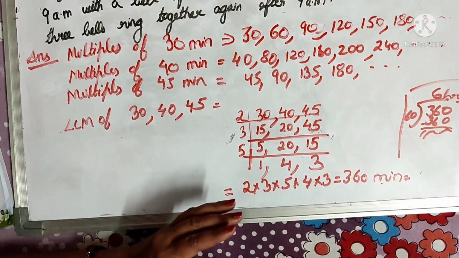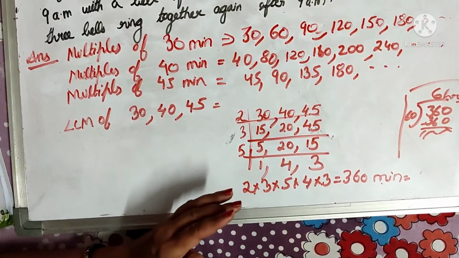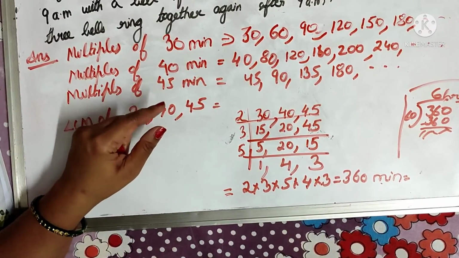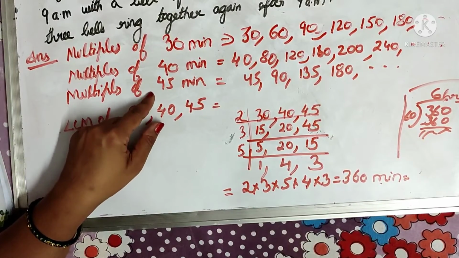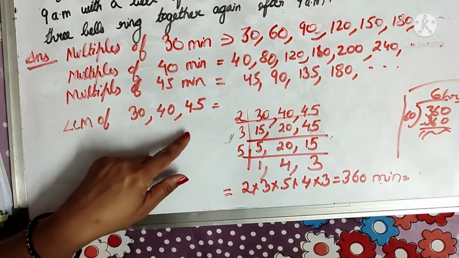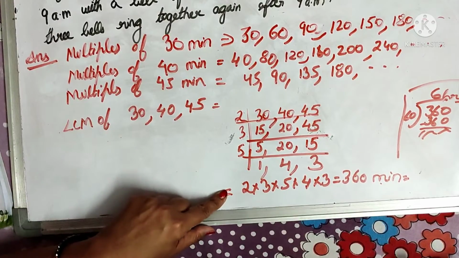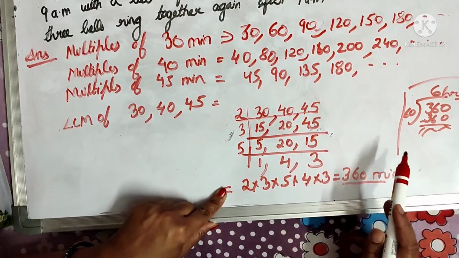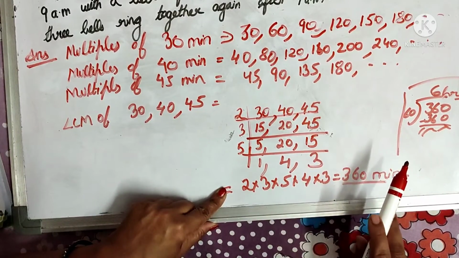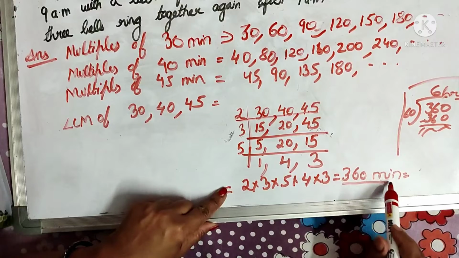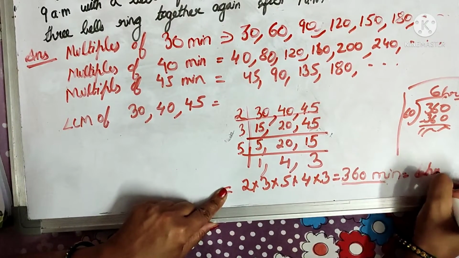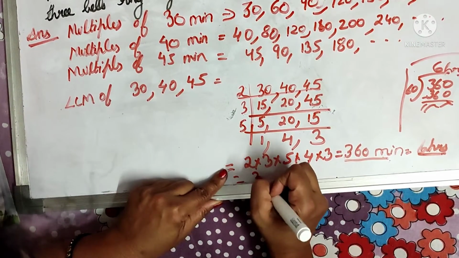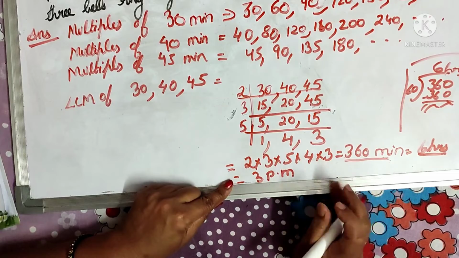That means we will find the LCM of 30, 40 and 45 minutes. We can do it by writing the multiples and then finding the least, but it will be a long method. So I will be using the short division method, and I found that the answer came out to be 360 minutes. Then I have divided 360 minutes by 60 because 1 hour is equal to 60 minutes, and I got 6 hours. Now from 9 a.m., if I count 6 hours, how much will it be? It will be 3 p.m. So the next bell will ring at 3 p.m.